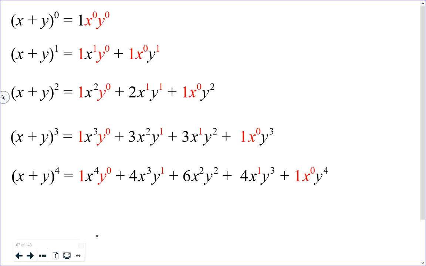What we're focusing on right now, by the way, are the variables and the exponents, and you're not worried about these other numbers, the 4, 6, 4, or the 3 and the 3. We'll get to that in a bit.